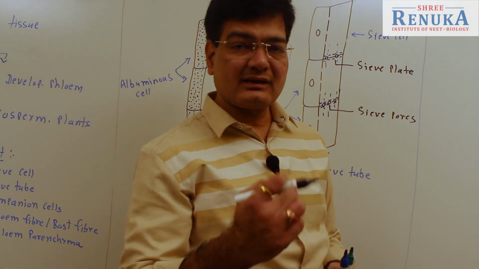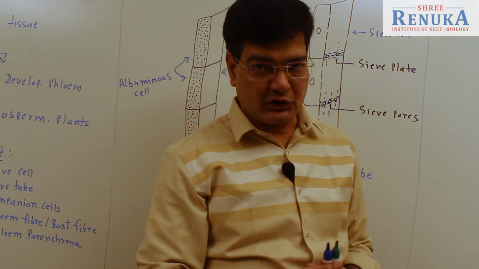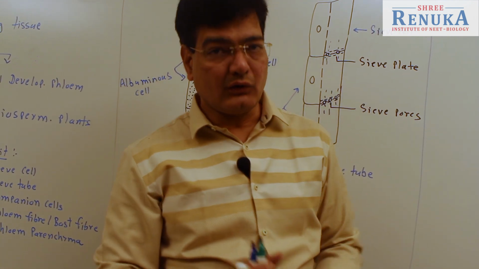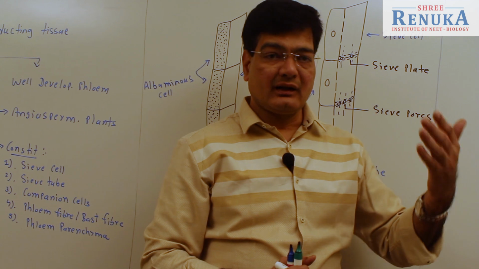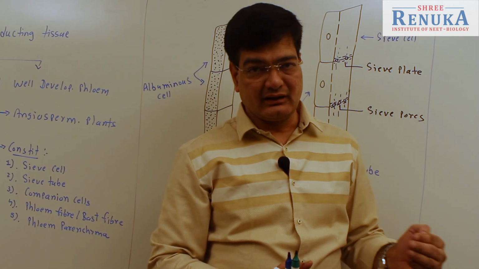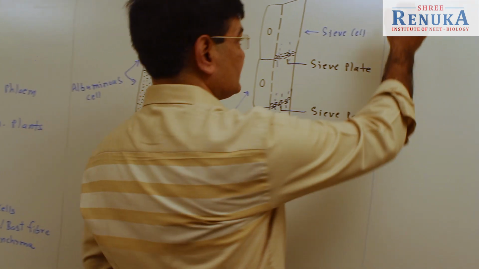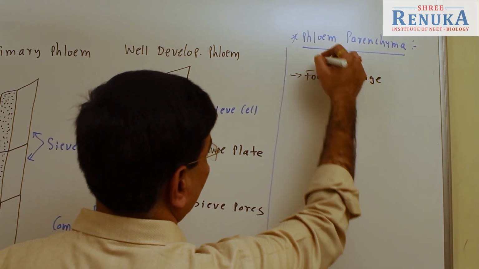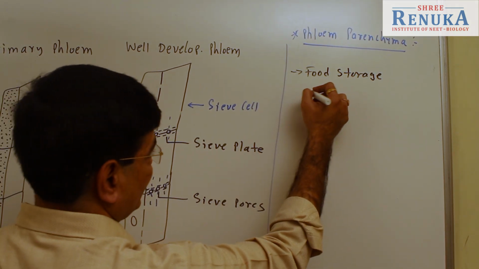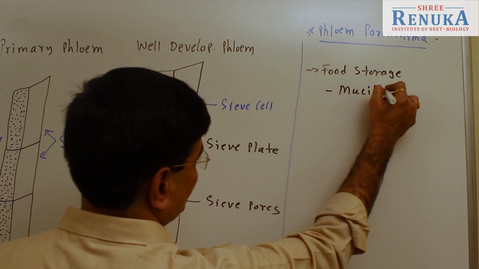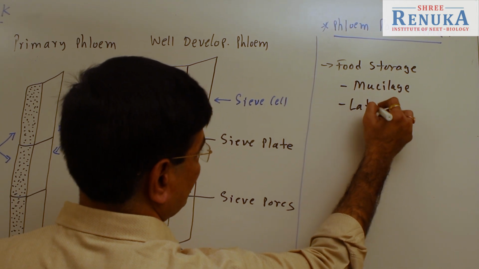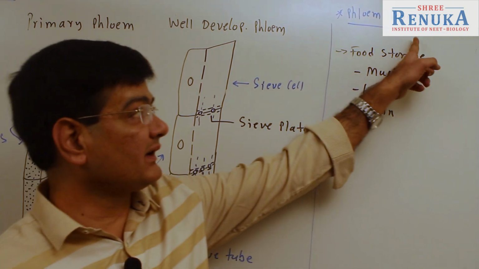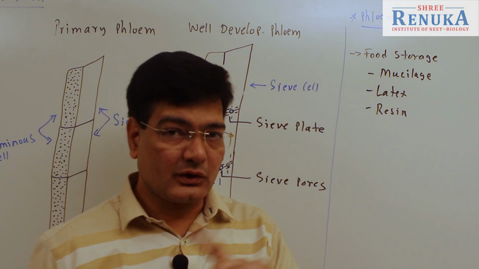Phloem parenchyma is another constituent of this phloem tissue. It is formed of parenchymal cells with a cellulose cell wall, dense protoplasm, and the nucleus is also present inside it. The parenchyma tissue is concerned with food storage. In phloem tissue, it is concerned with the storage of mucilage, latex, and resin inside it. This phloem parenchyma is absent in monocot plants.